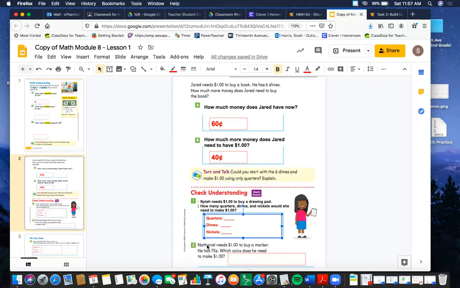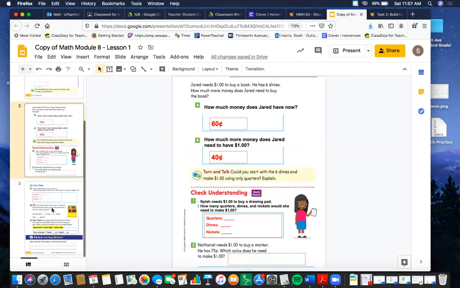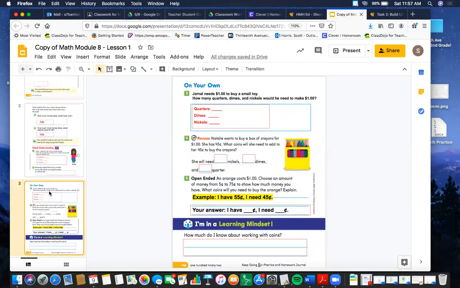Nathaniel, on question 2, Nathaniel needs $1 to buy a marker. He has 75 cents, so you're going to do the same thing. If he has 75 cents here, which coins does he need to make $1? What's the difference between $1 and 75? How much more money does he need, and what coins can he use to make that? And then, last page, on your own, do that same thing for Jamal, needing $1 to buy a small toy, and then answer questions 4 and 5.